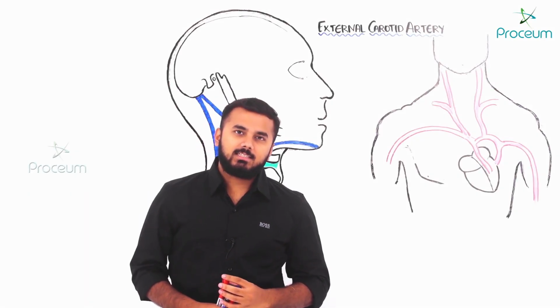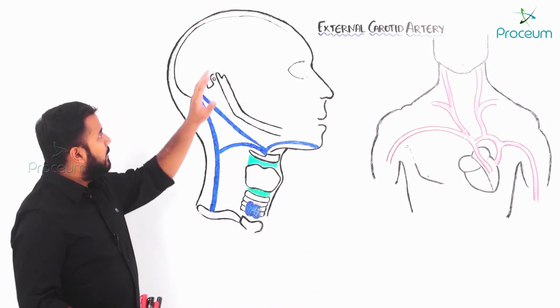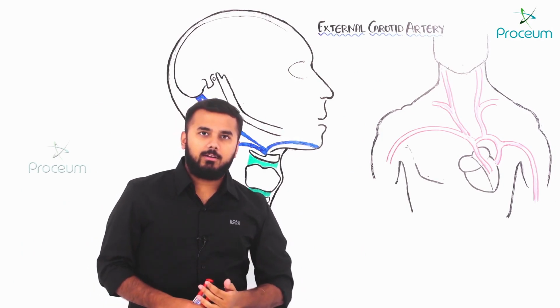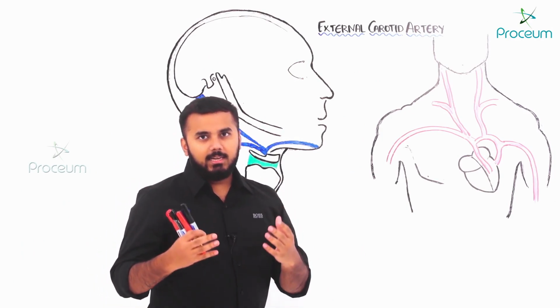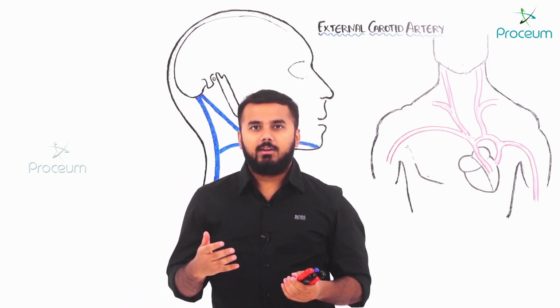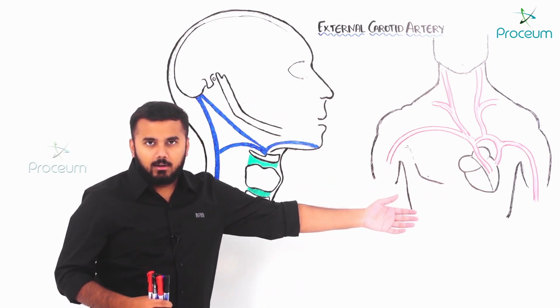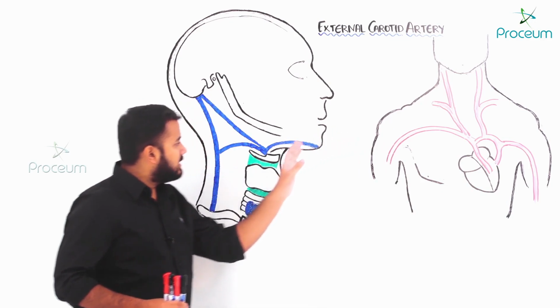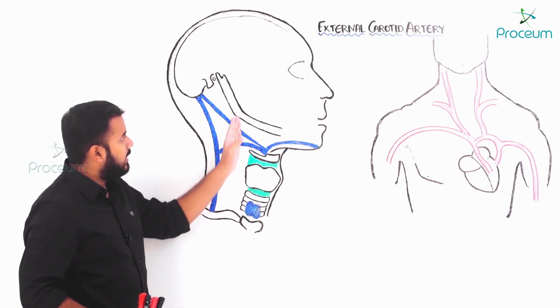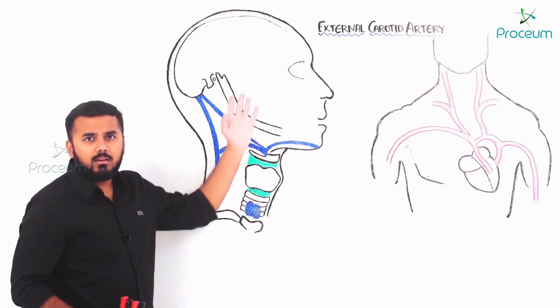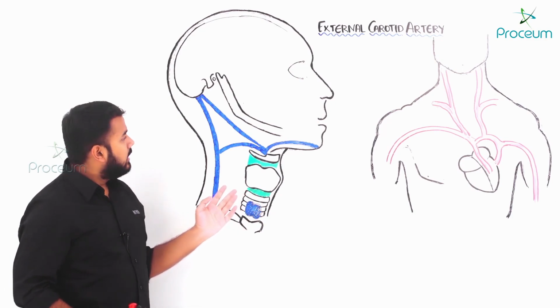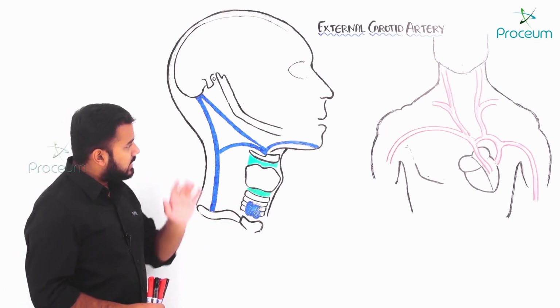Hello guys, now we shall be discussing the branches of the external carotid artery. Before we discuss the branches, we shall start with the basics: what is the external carotid artery, and then we shall discuss all the arterial supply over the lateral part of your face. So let us start with the basics.